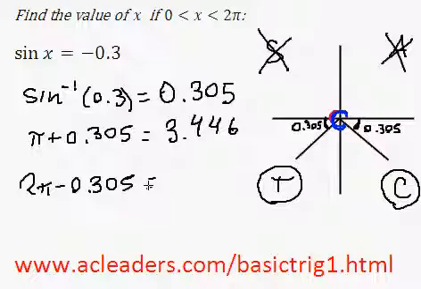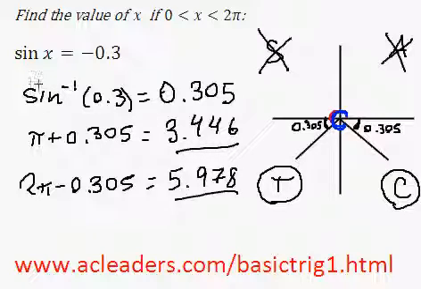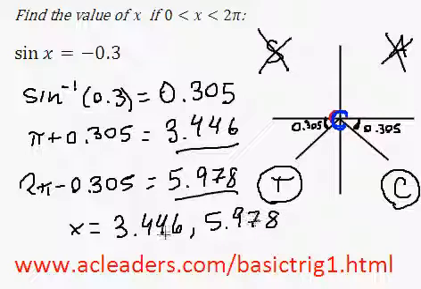I'm using my calculator again. That's going to be equal to 5.978. I actually used the original value that I found for sine inverse of 0.3 to find both these values, just so they wouldn't be approximations of 0.305. But so 3.446 and 5.978.